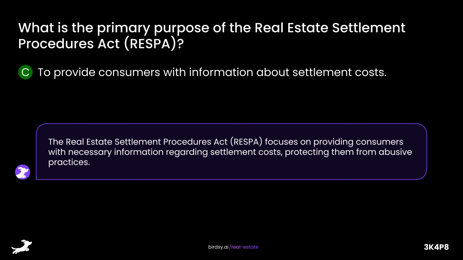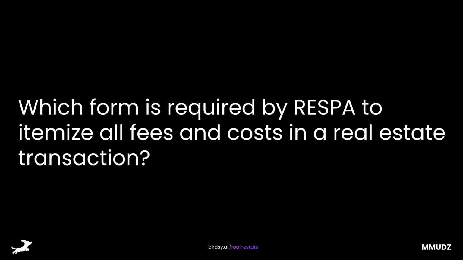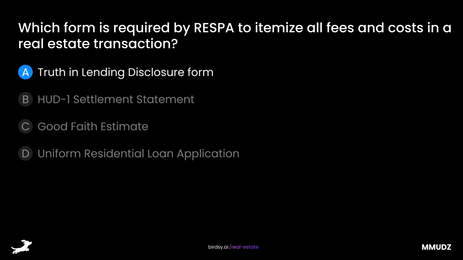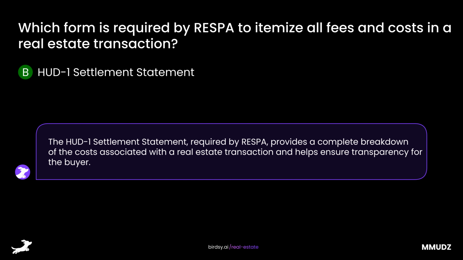Which form is required by RESPA to itemize all fees and costs in a real estate transaction? Is it A, Truth in Lending Disclosure Form, B, HUD-1 Settlement Statement, C, Good Faith Estimate, or D, Uniform Residential Loan Application? The answer is B, HUD-1 Settlement Statement. The HUD-1 Settlement Statement, required by RESPA, provides a complete breakdown of the costs associated with a real estate transaction and helps ensure transparency for the buyer.